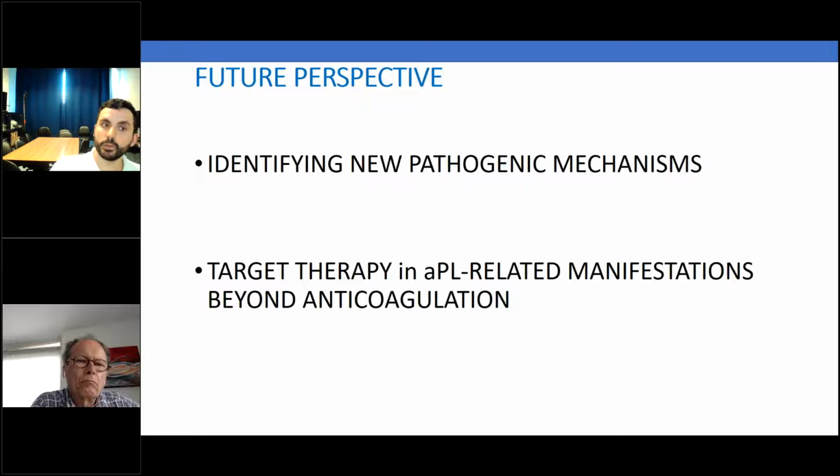So moving from what we have done, I want to spend the last couple of minutes, or no more, of your time identifying from where we have been to where we are going. And these are the future perspectives. The two main pillars of future research are to move forward in the identification of new pathogenic mechanisms, and secondly, to find therapy for this disease beyond anticoagulation. Because if the antiphospholipid antibody is the trigger of the disease, this is probably what we have to target, in order not just to treat, but ideally to cure this condition.